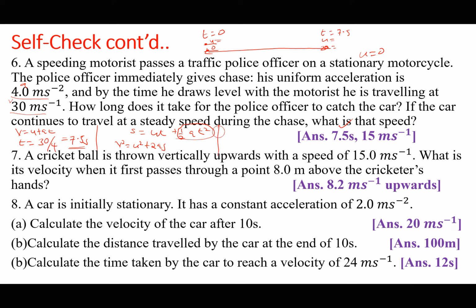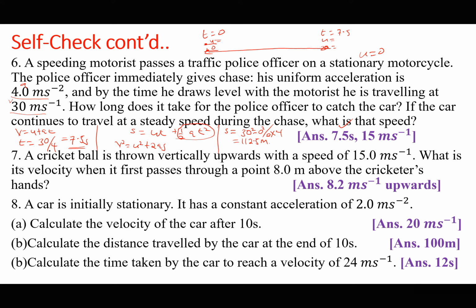So S is going to be equal to 30 squared because that was the final velocity for the police officer, minus initial velocity for the police officer, which was 0 squared, then divide by 2 times a, divide by 2 times 4. So 30 squared divided by 8. So S is 112.5 meters. That is S.